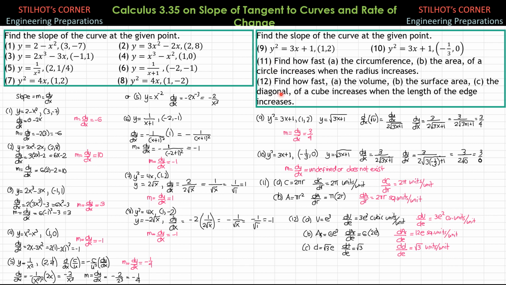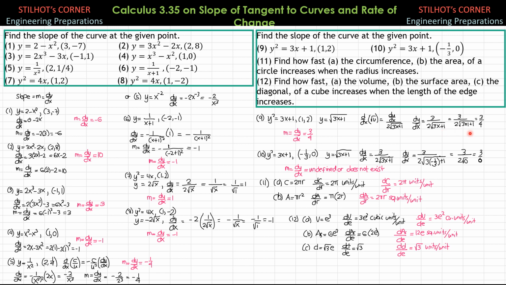Then we have two problems on rates of change. y squared equals 3x plus 1, so y is the square root of 3x plus 1, the positive one. The derivative with respect to x of the square root of u is the derivative of u with respect to x all over 2 square root of u. So dy/dx is du/dx over 2 square root of u, and the derivative of 3x plus 1, imagined as u, is 3. So dy/dx is 3 over 2 square root of 3x plus 1.